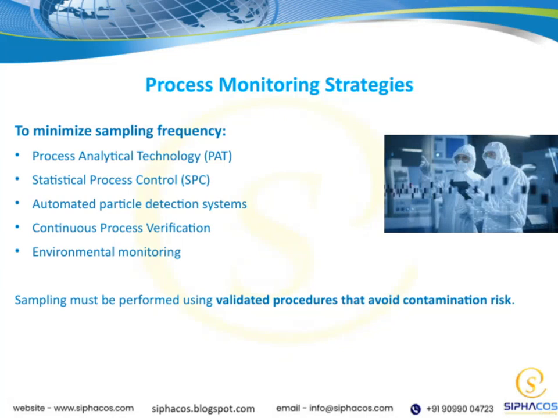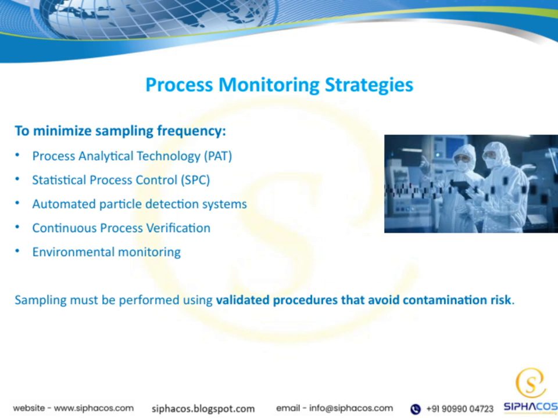Let's take a look at some effective process monitoring strategies that help us minimize sampling frequency while maintaining quality. One key approach is process analytical technology, or PAT, which allows us to analyze processes in real time, reducing the need for frequent sampling. Next, we have statistical process control, or SPC, which uses data analysis to detect variations early and ensure consistent output. Automated particle detection systems are also valuable. They enable continuous monitoring of particles, helping us catch issues promptly.